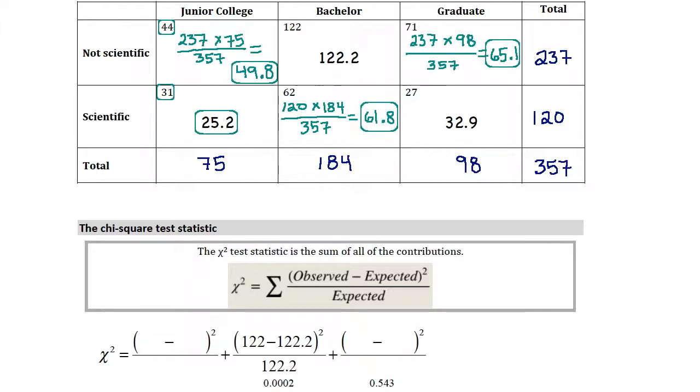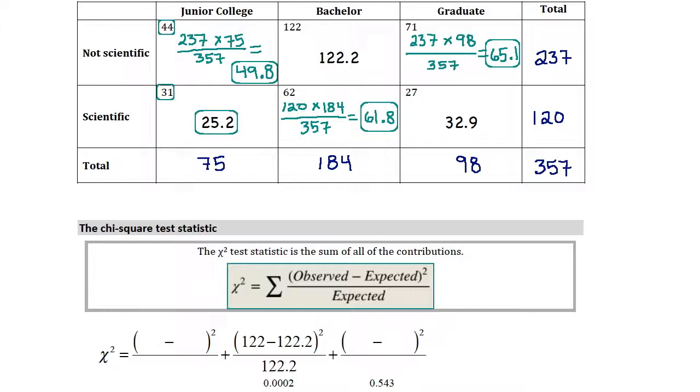The formula we use for this is, cell by cell, we go observed minus expected, squared. The squaring makes it positive, and also makes it so that if the two numbers are farther apart, then the magnitude is going to be even greater than just the difference of the two numbers. And we always divide by the expected count, not the observed count.